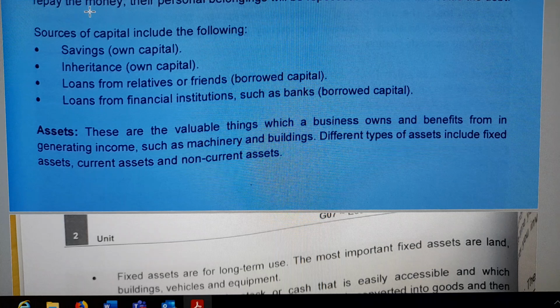Now, where do we get the capital? Capital has got sources, and the sources of capital are the following.